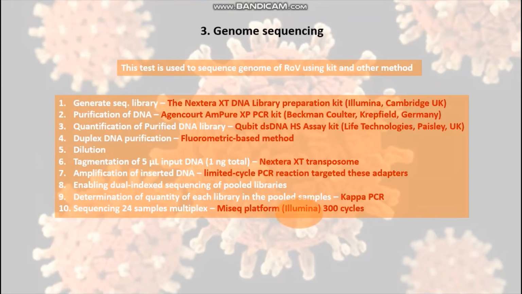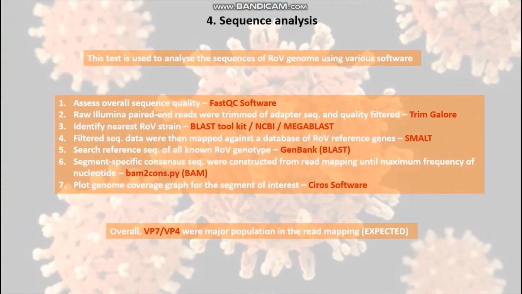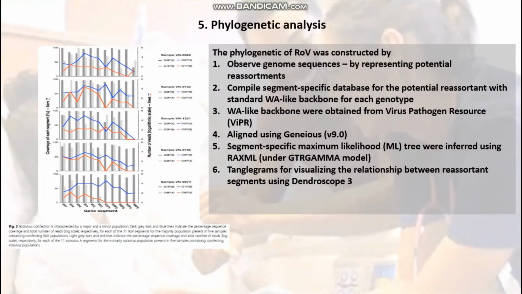Illumina is also used to sequence the sample. Next, we analyze the sequencing of the rotavirus genome using software. And the last method is to analyze the phylogenetic tree by assorting the genotypes of each segment.